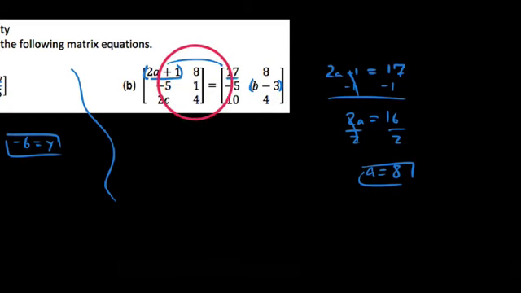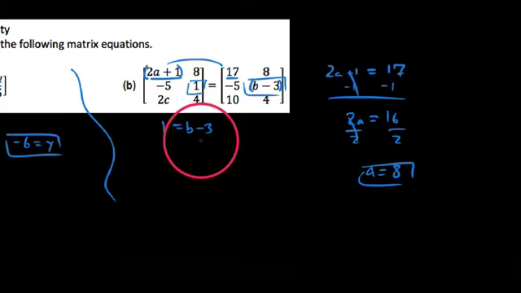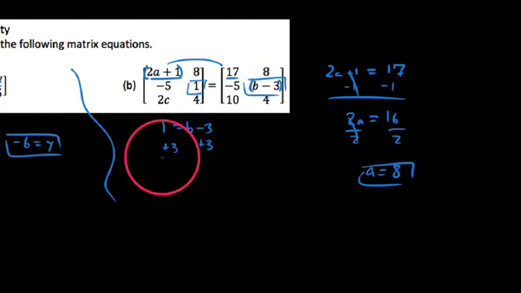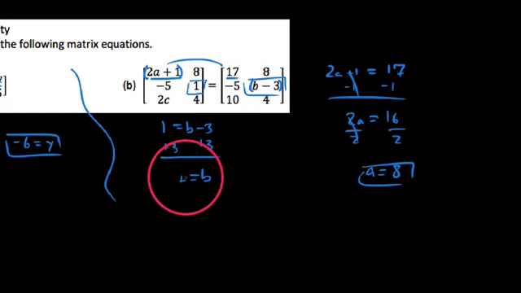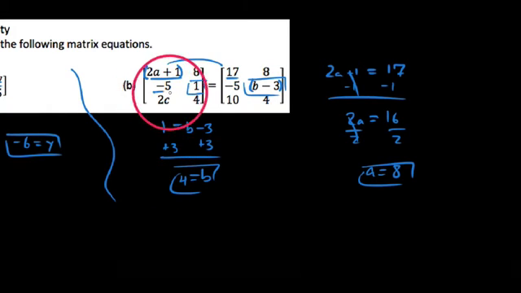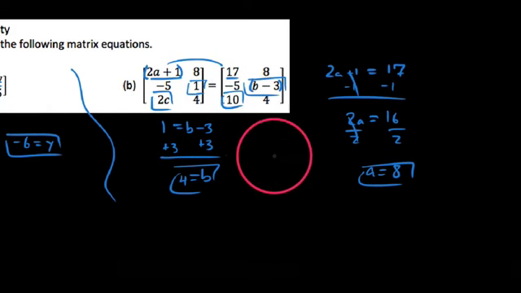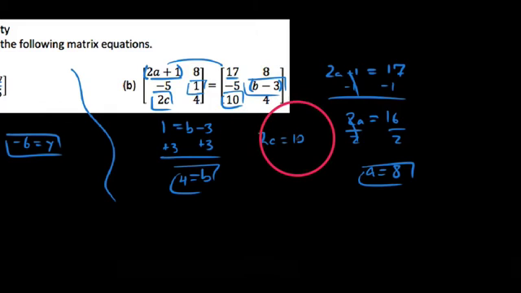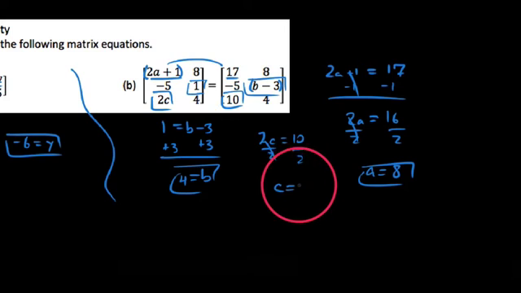And likewise, this 1 right here and this b minus 3, these have to be equal. So if 1 is equal to b minus 3, then adding 3 to both sides gives us the fact that b is equal to 4. So put a box around this. And then last but not least, the 2c here and 10 are in the same position. So 2c and 10 have to be equal if these matrices are equal. And this leads us to the fact that c is 5.